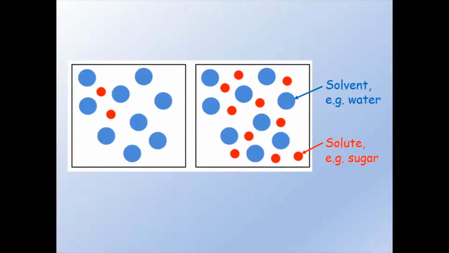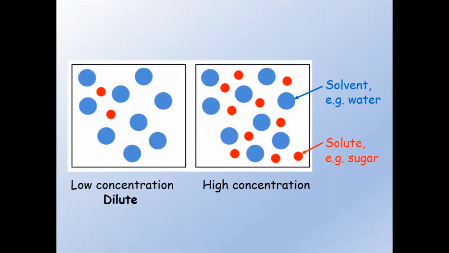We can see that on the left side there are fewer red solute particles, so this solution has a low concentration. On the right side we have many more red solute particles, so in this solution we have a high concentration. We can also say that the left solution is dilute, and we could also say that the solution with a high concentration is concentrated.